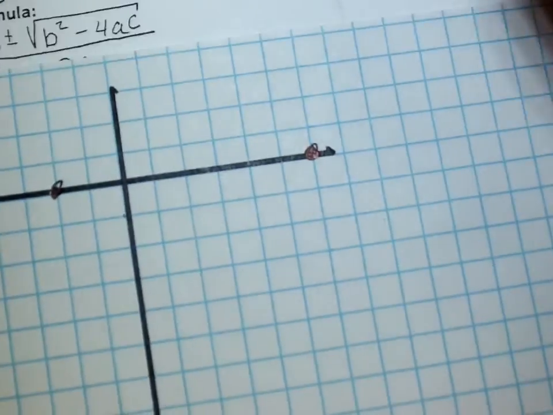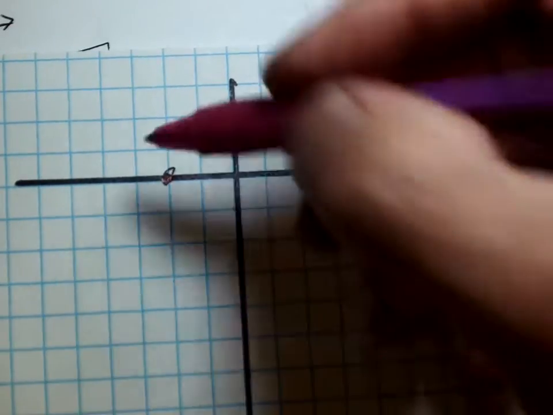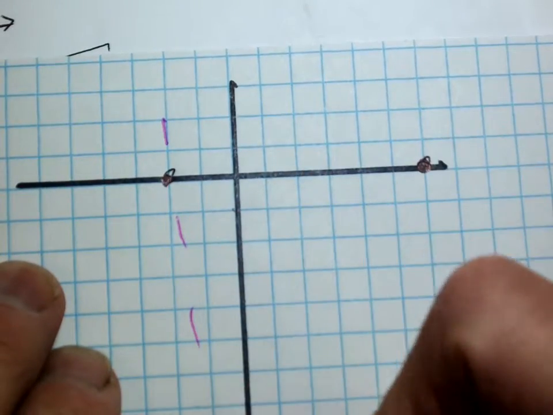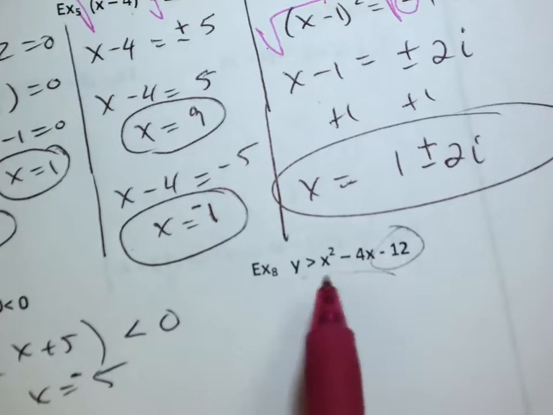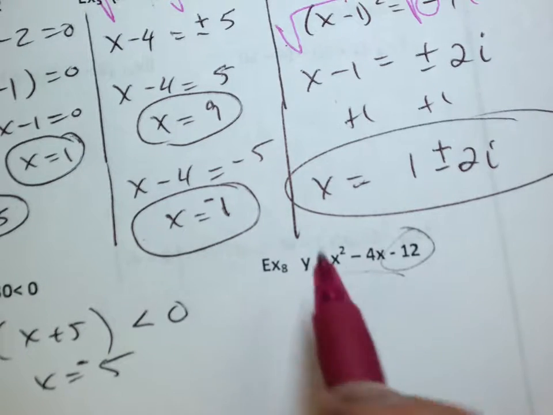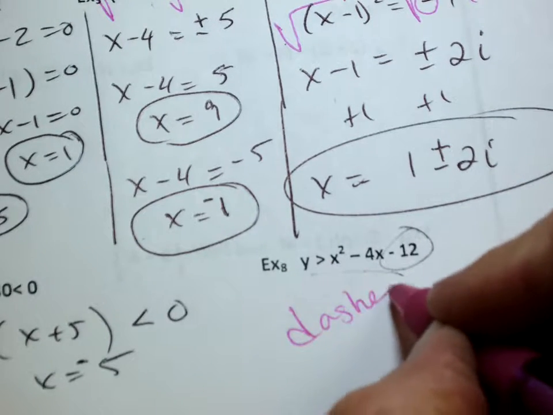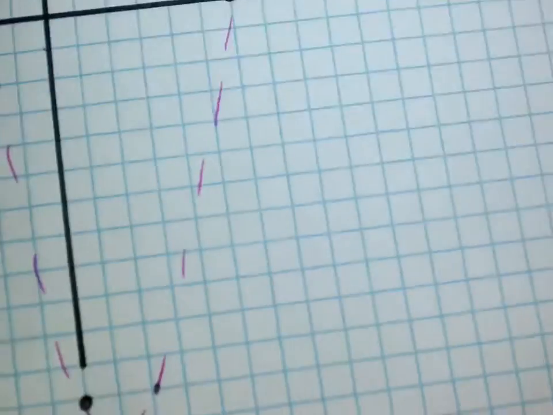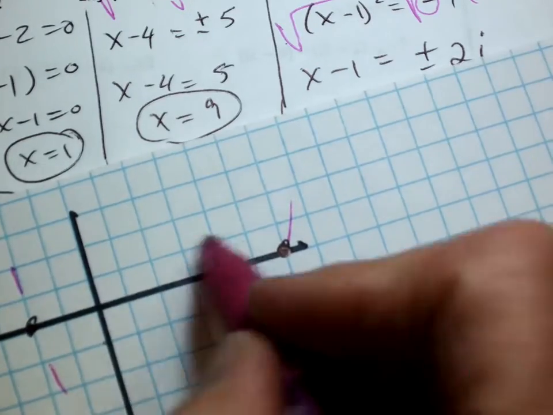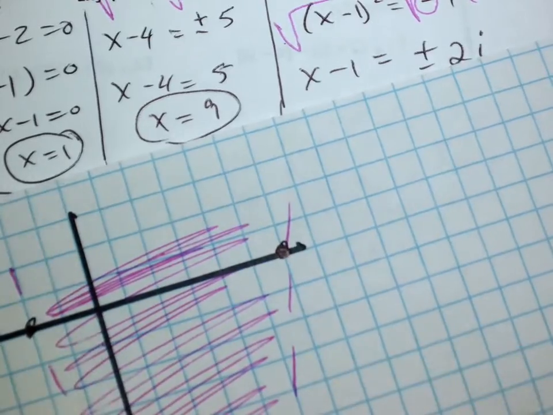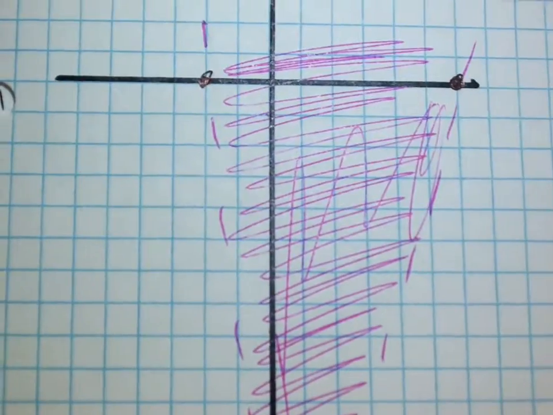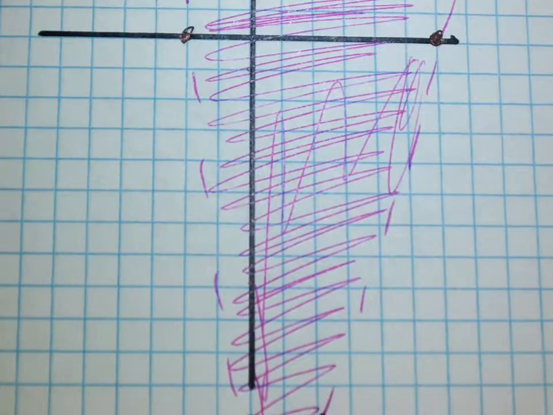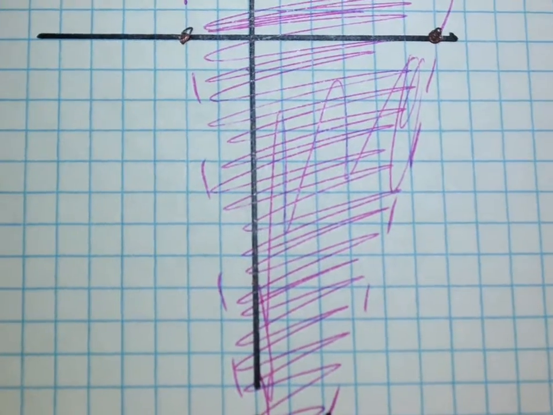Now, you ready? This is going to be a dashed parabola because there's no equal sign, right? So I made it dashed. And then I already saw that it's going to be everything inside because it's greater than. So I shade all that. How's that? Since I started the wrong problem prior to that, I got it right this time, okay?